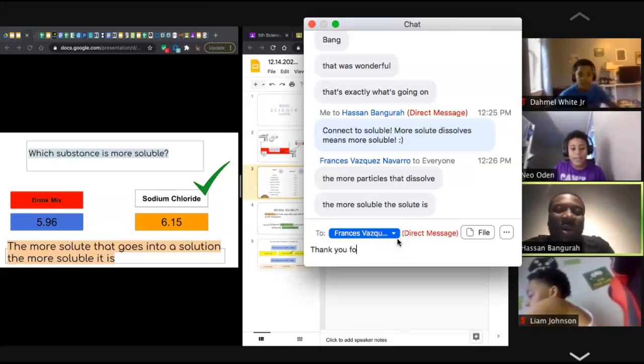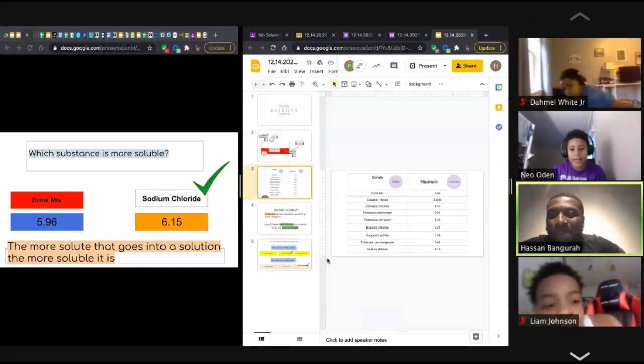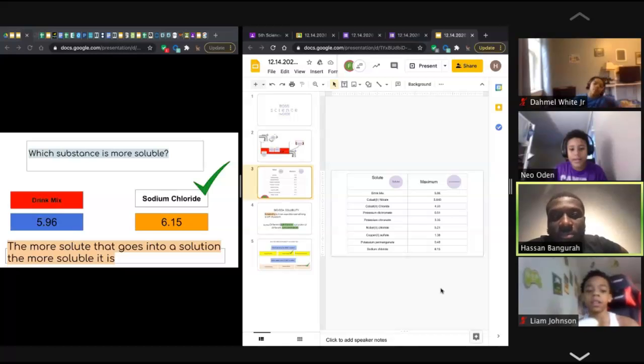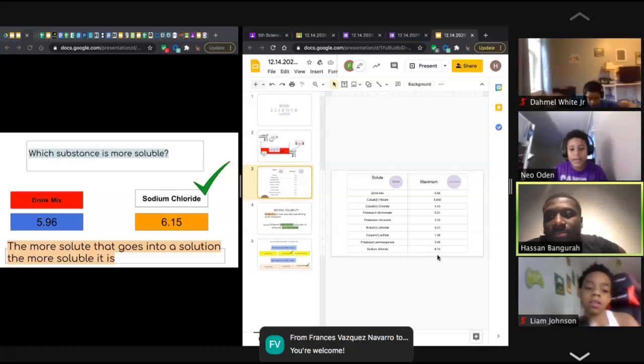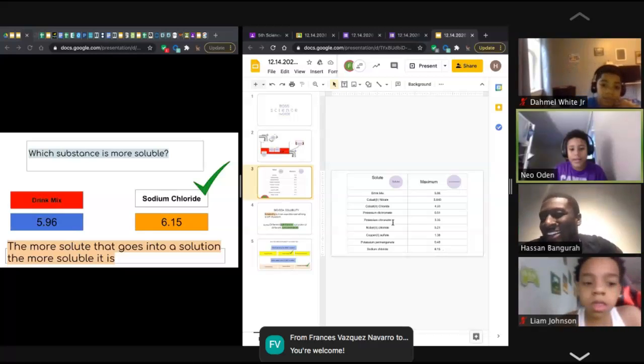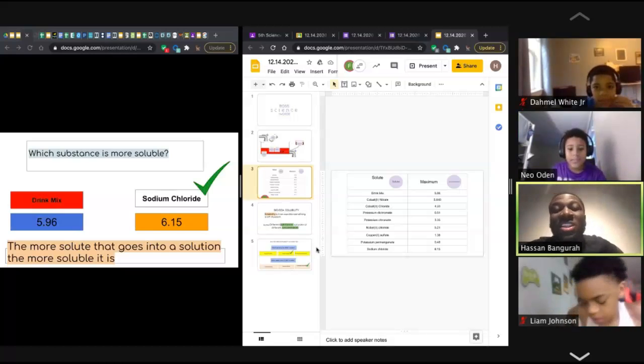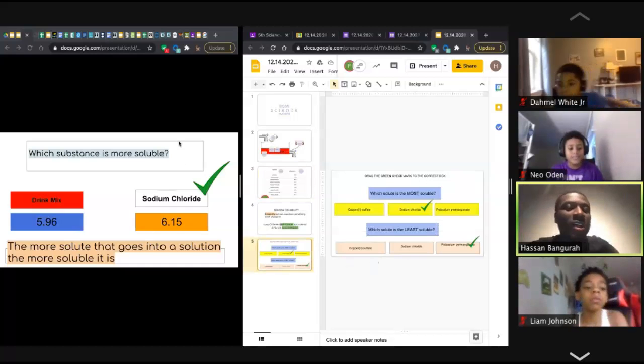All right, and how do you know, Neo? Because I looked back at the table that we did, and potassium permanganate had the least soluble. Good. So does this mean it is more soluble or less soluble? It's less soluble. Good. All right. So go ahead and turn this in.